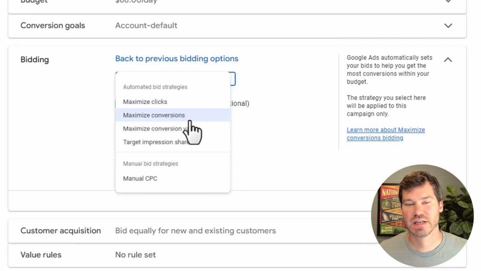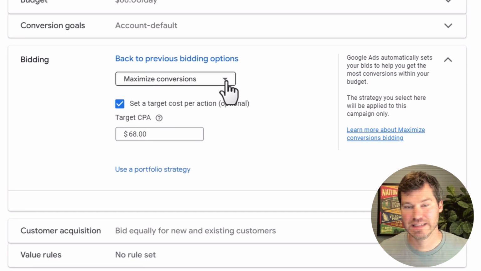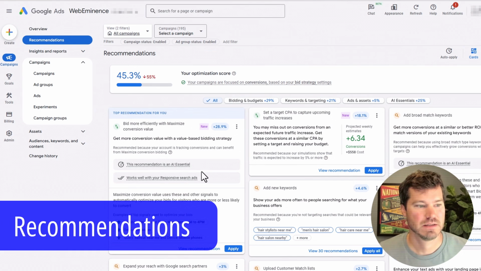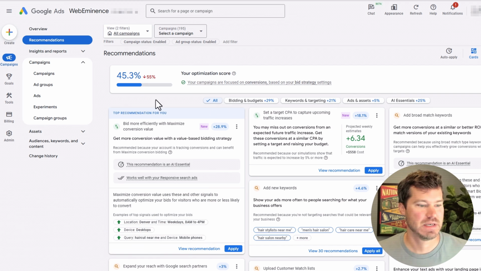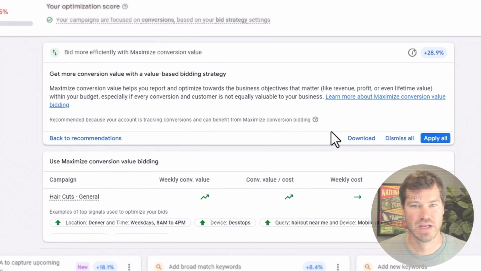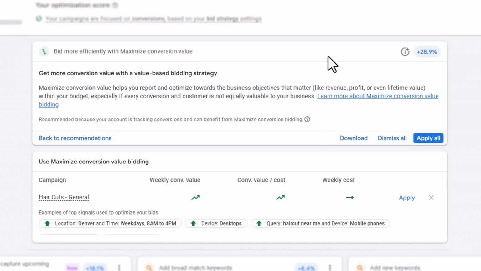Then after that, I'm also going to explain two instances where I definitely use maximize conversion value. So you'll probably see maximize conversion value show up as a recommendation in your recommendations tab. Here's an example of it on one account where they're just wanting to apply maximize conversion value as a bid strategy. So Google strategists tout maximize conversion value as the best strategy. We can argue about why.